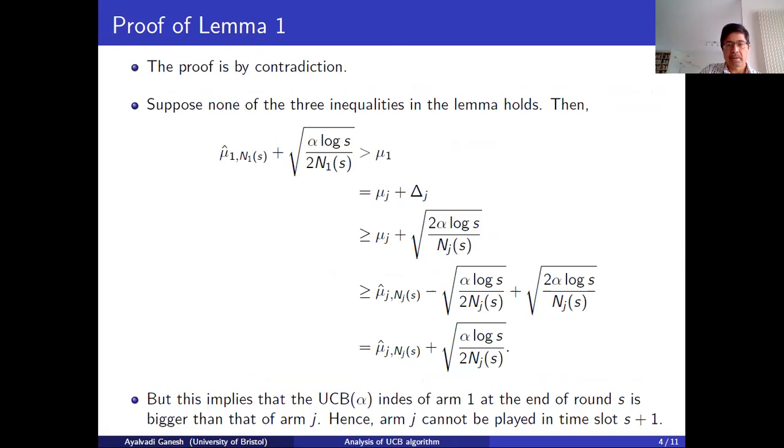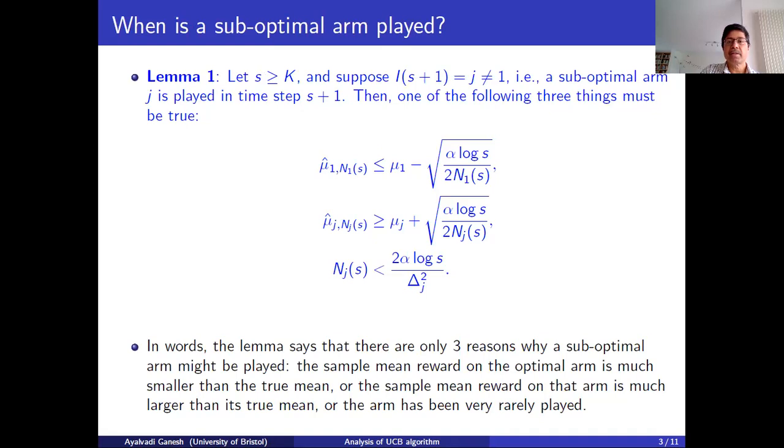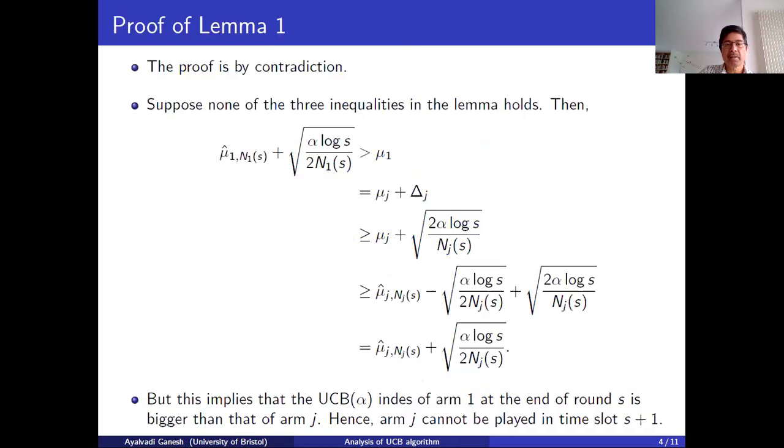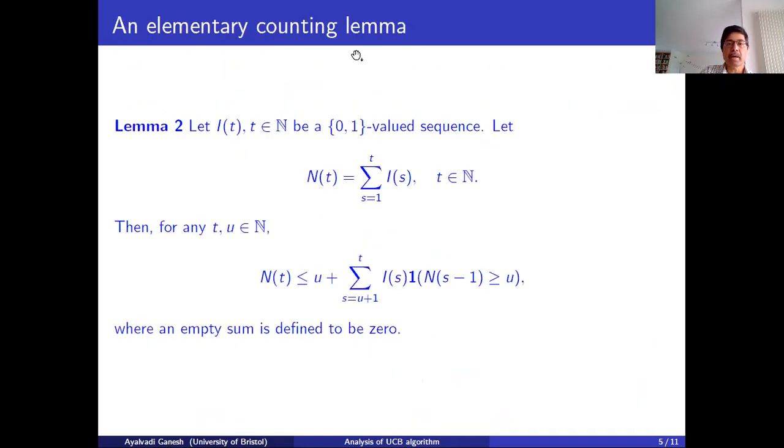Okay, so we found conditions under which a suboptimal arm j happens to be played at some time step. The next thing we want to do is count the number of times the suboptimal arm is played up to some time t. And so we want a lemma about counting. And this lemma has nothing to do with probability. It's just a statement about sequences.